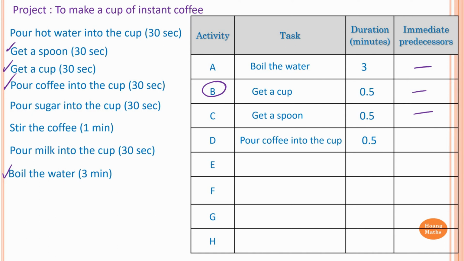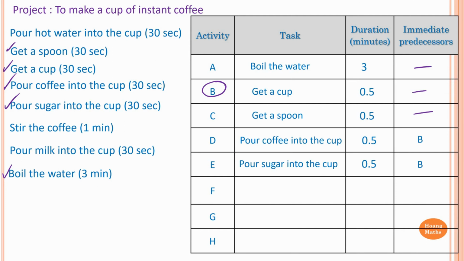So the immediate predecessor for this task is B. And then the next task is I can pour sugar into the cup. And it takes 30 seconds or half of a minute. And again, we need to have a carb before we can do that. So therefore, the immediate predecessor for this task is B. So we need to have a carb first before we can pour sugar into it.